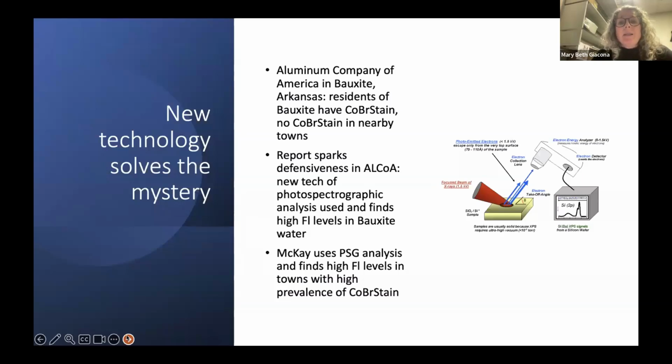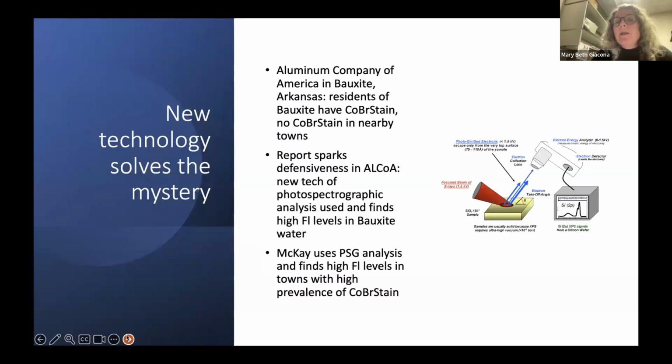So the aluminum company got defensive and said, "Hey, wait a second, we're not putting anything into the water that would cause any problems." So they actually sought out the answer to what was in that water, trying to absolve themselves of the blame that everyone was putting on them. And they used brand new technology of spectrophotometry, and they identified that the water in Bauxite had very high levels of fluoride.